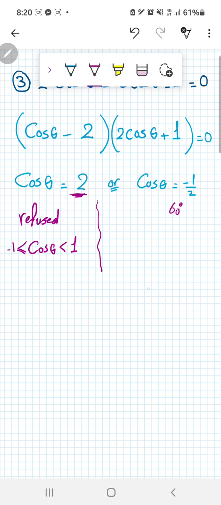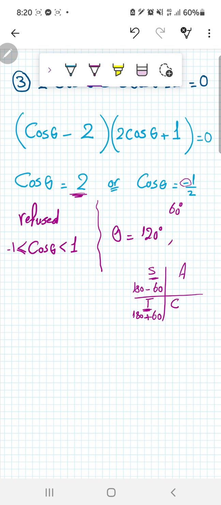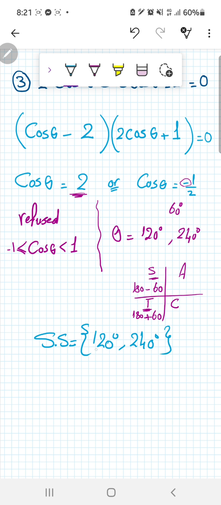Okay, write the ASTC rule. Here cosine is negative in the second and third quadrants. Second will be 180 minus, third will be 180 plus. So we get 180 minus 60, which is 120, and 180 plus 60, which is 240. So the solution set here will be 120 and 240. And don't forget to check using your calculator. Cosine 120 is negative half. Cosine 240 is negative half.